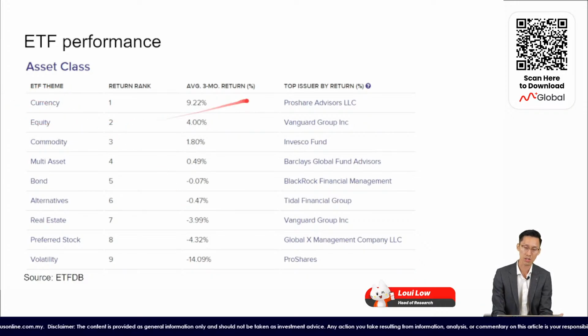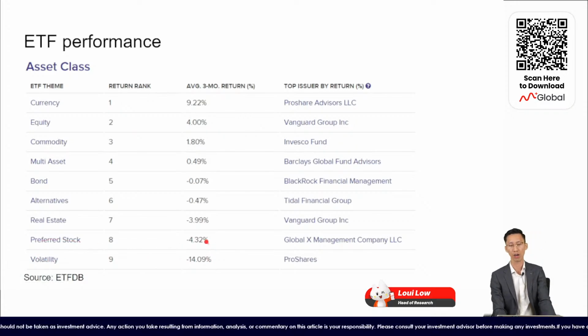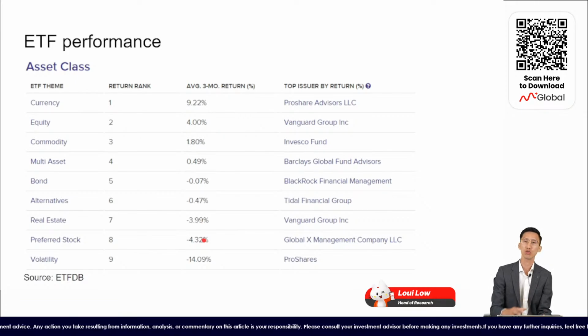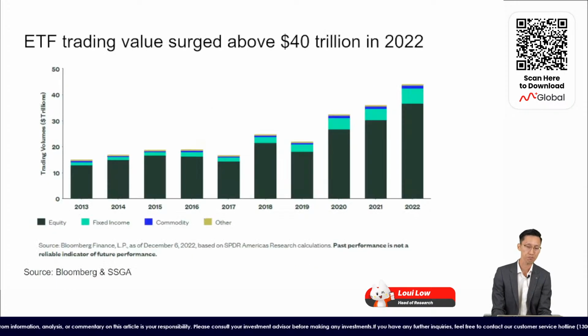So you can see that currency went up 9% over the past 3 months, equity went up 4% over the past 3 months, some volatility ETF went down negative 14%, and some preferred stocks went down negative 4%. So generally speaking, people would track this kind of performance to see what sort of opportunities they have in the market. So some good highlights about ETF that you have to take note is that ETF is a trend.